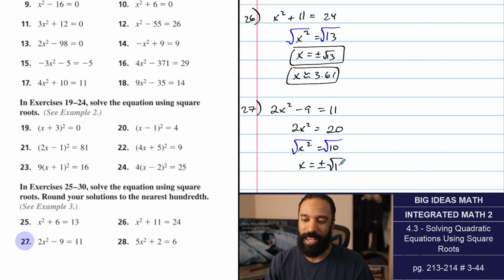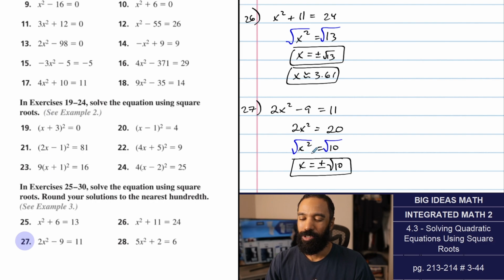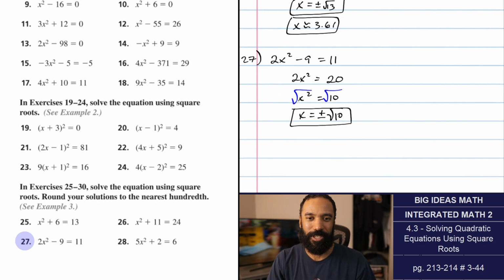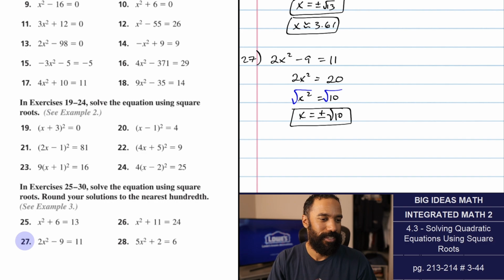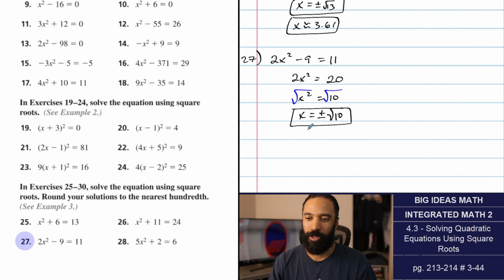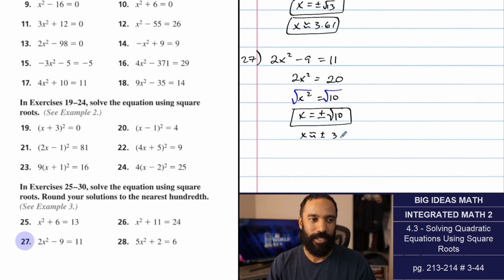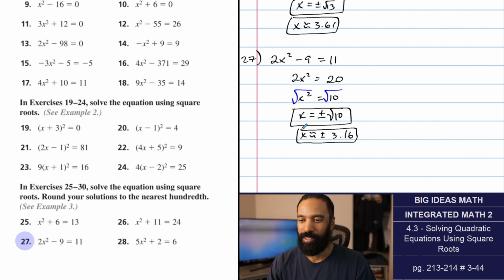Plus or minus square root of 10 as 2 exact answers, 2 real solutions we can write out of that. But let's go and take the square root of 10. It's around 3.1, I think. Let's see. 3.16. So closer to 3.2, actually. Plus or minus 3.16227766.